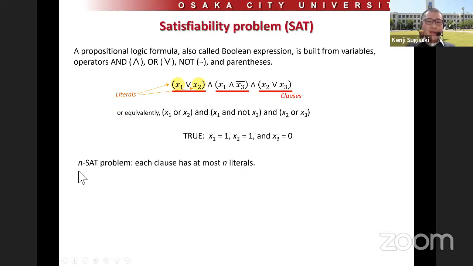We define the n-SAT problem. The n-SAT problem means that each clause, the expression in the parentheses, has at most n literals. So literals means, let's say, the variables.